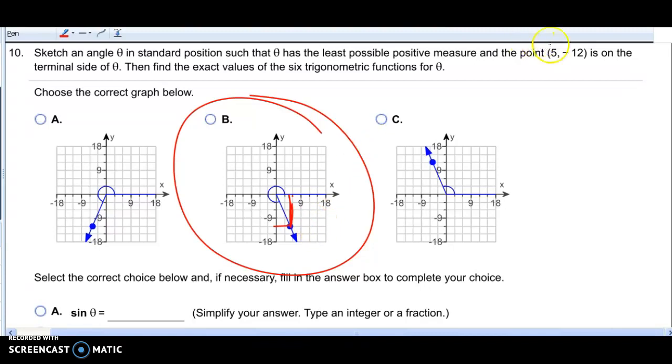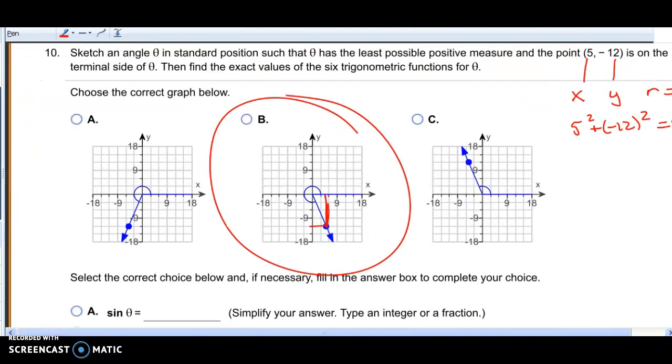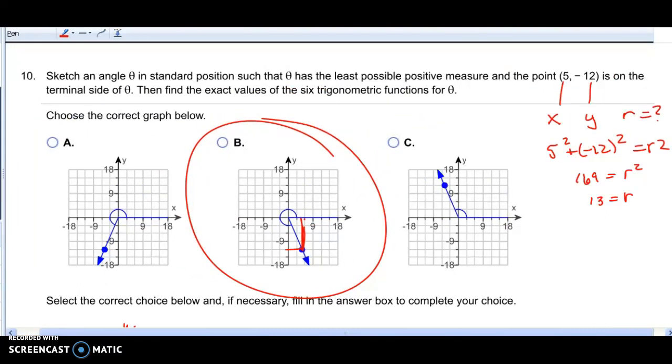Now with this angle, that 5 and that 12 give me a value for x and a value for y. I need to find the value for r. So 5 squared plus negative 12 squared equals r squared. Take time to find r. The ordered pair gives me my values for x and y. I'm using the Pythagorean Theorem, so I need to find the value of r, and in this case, r is 13 when I take the square root of both sides.